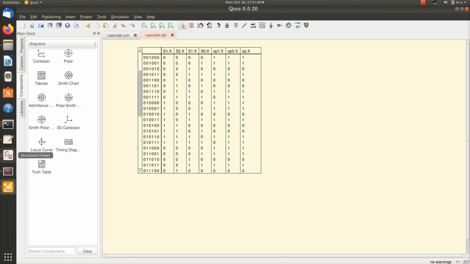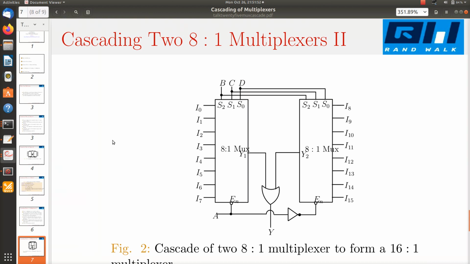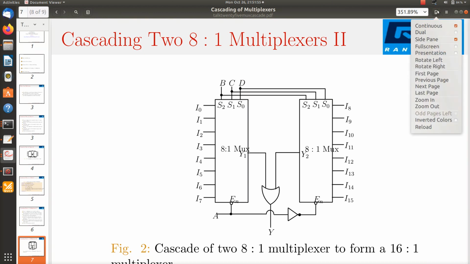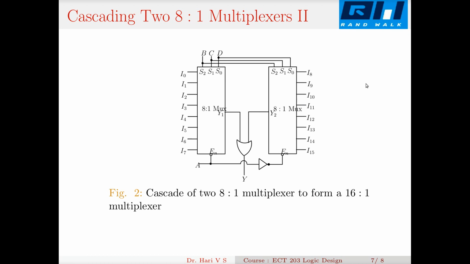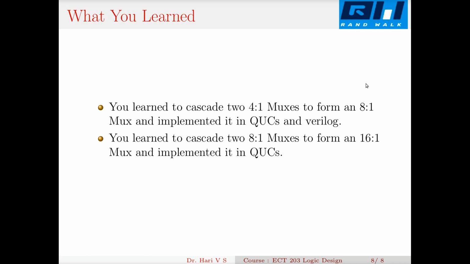So let me go back to my presentation. What you understood is you learned to cascade two 4:1 muxes to form an 8:1 mux. So what you utilize is the enable pin. During half the clock cycles, one mux is enabled, and during the remaining clock cycles, the other mux is enabled. So the outputs are ORed together. Then we implemented it in QUCS and Verilog. Then you learned to cascade two 8:1 muxes to form a 16:1 mux, and you implemented it in QUCS. And that is the end of this presentation. I thank you all.